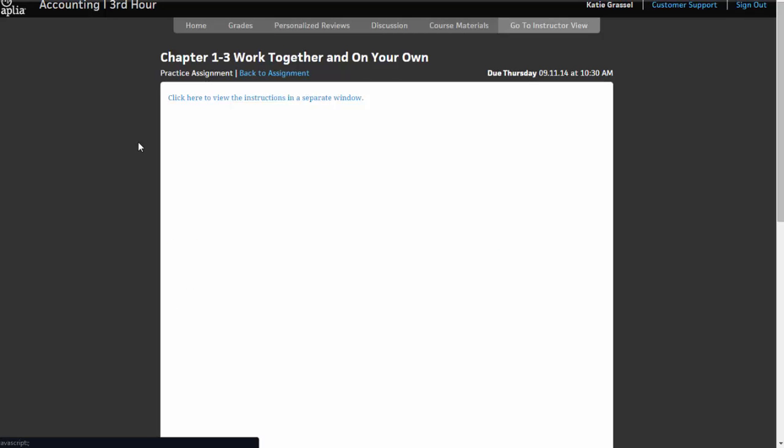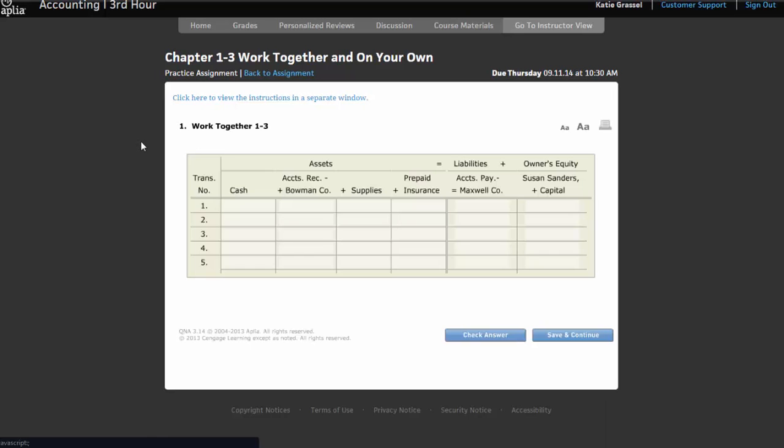When we look at Work Together 1-3, we can see our accounting equation looks very similar to what I just did on the board with you, in that we have our account classifications on the top. Again, remember the words assets, liabilities, and owner's equity are classifications. An account can only have one classification. So if I say supplies, you're like, okay, Mrs. Grassel says that we own it and it has value, so it's an asset. So the supplies classification would be an asset.